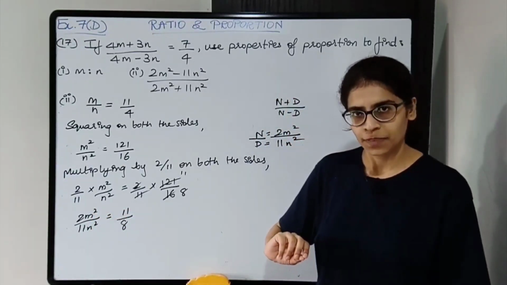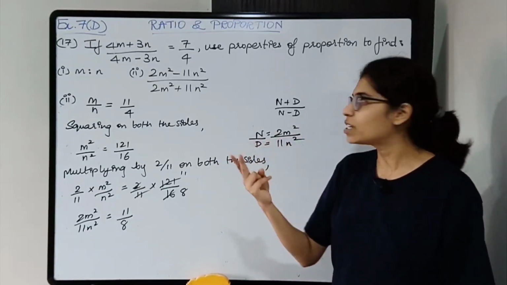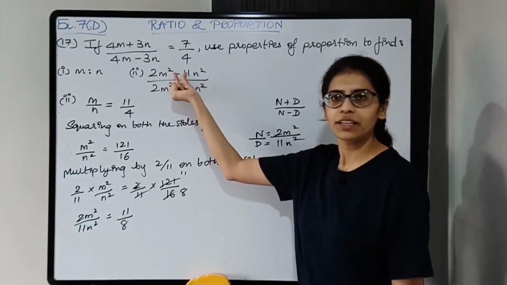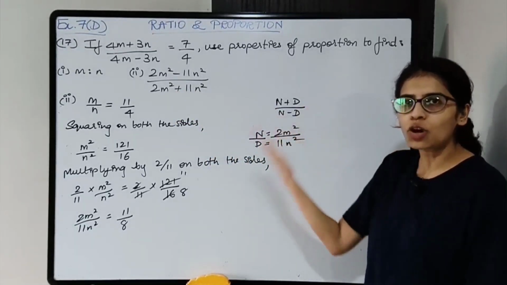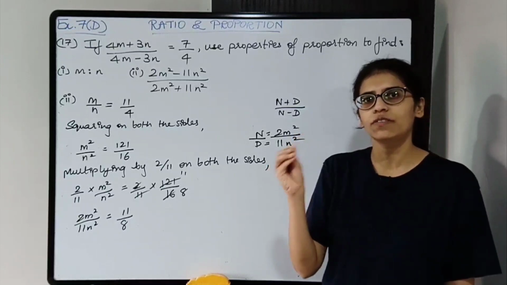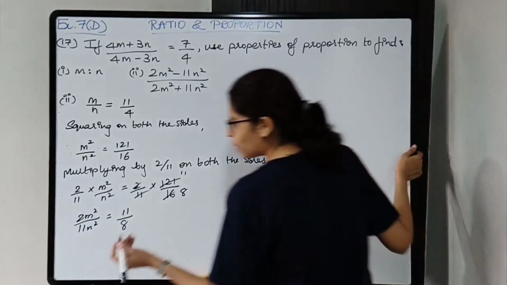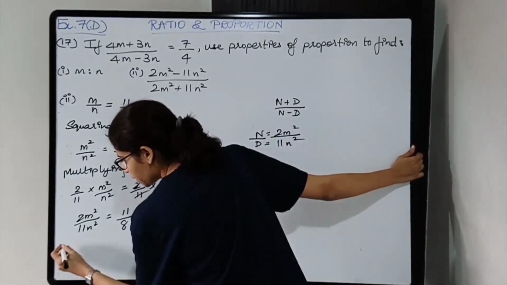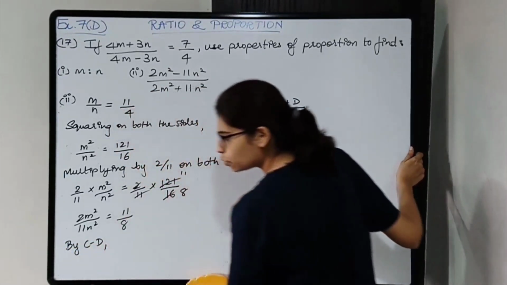11n square. Okay, and then we'll use invertendo because I need minus in numerator and plus in denominator. You cannot use dividendo componendo, there is no such property. So we always use componendo dividendo. Okay, so we'll apply componendo dividendo over here. So by componendo dividendo, you'll write the full thing.